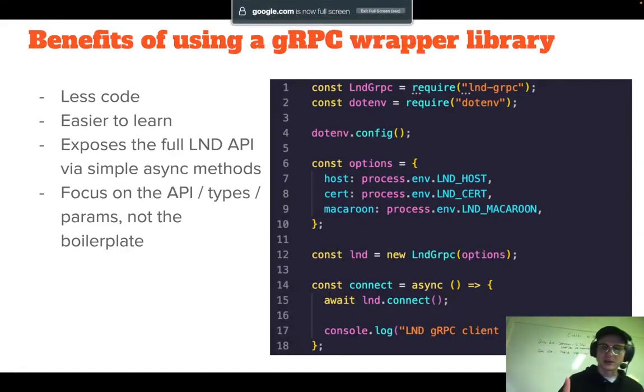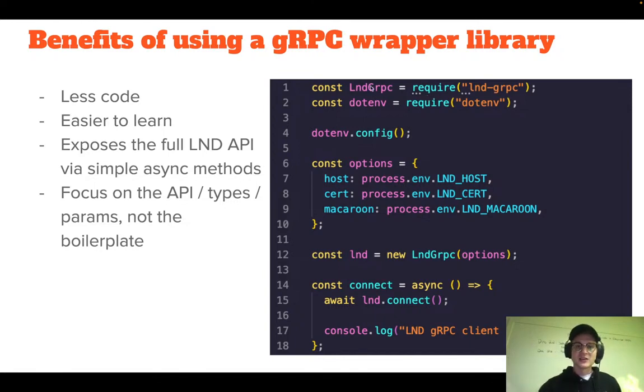So benefits of using a gRPC wrapper library. We're going to use this library called LND gRPC. We already installed it. And basically this is what a brand new connection is going to look like through this. It's going to be slightly different. We're not necessarily going to need these three pieces of information, but overall it's less code, it's easier to learn.